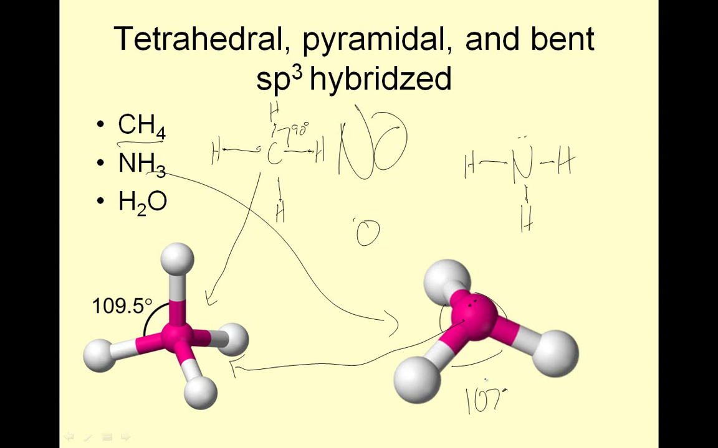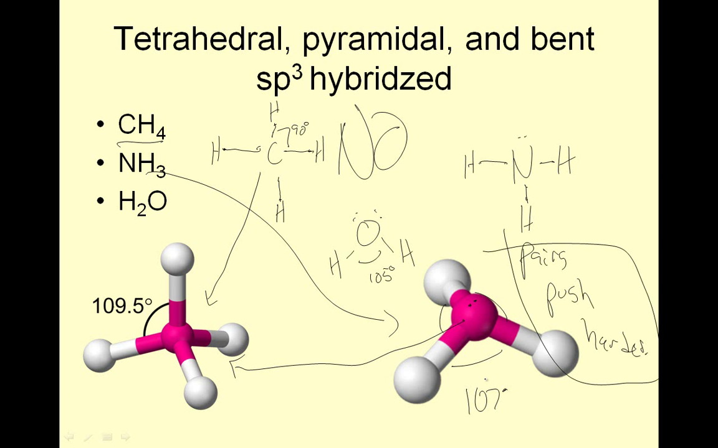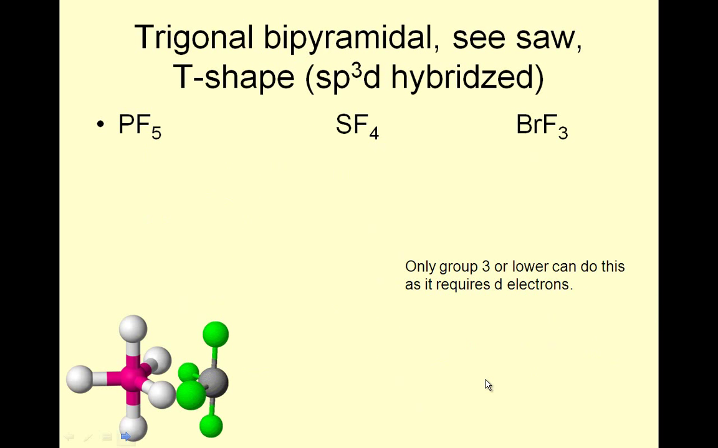Write that down for extra credit if you catch my mistake. Water, this is what water looks like, and water has a 105 degree bond angle. Now notice 109.5, this is a little bit smaller because pairs push harder. I hope you wrote that down, because I did. Pairs push harder, so that means your bond angles are smaller.